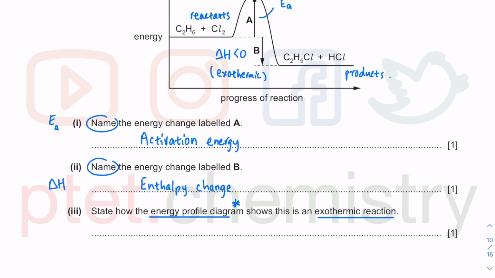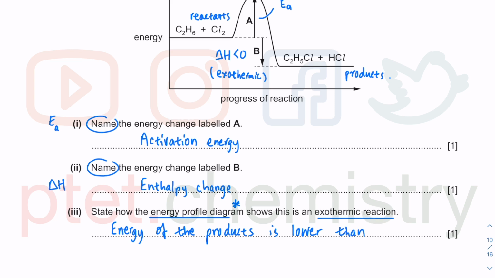So going from reactant to products, we can see that the energy of the products is at a lower energy level compared to the reactants, and that makes it exothermic. So it's lower than the energy of the reactants, or you can mention that the reactants must have lost energy when they form the product. That's why the energy of the product is lower, because they release the energy to the surroundings.